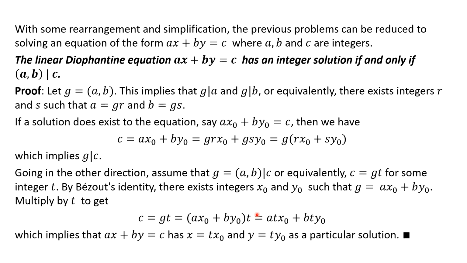So t times g is c. Then we multiply t times this here, and we get this here, which implies that ax plus by equals c has a solution. It's x equals tx0, these two multiplied together, and then y equals ty0. Okay, so we've proven that in two directions. That'll be useful as we go about solving the previously mentioned problems.